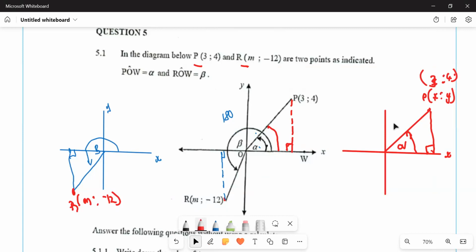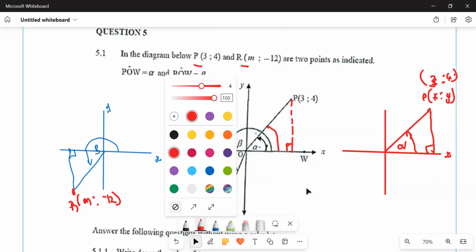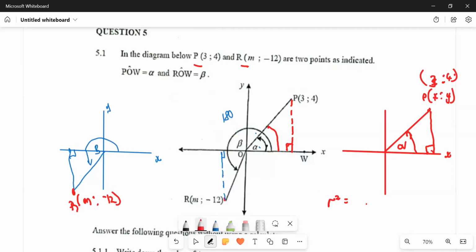On the red one, if we use the theorem of Pythagoras, since it's a right angle triangle, we are looking for r squared, which is going to be given by 4 squared plus 5 squared. So r is going to be equal to the root of... if you square both sides, you have a plus and a minus. It's the root of 25, which is going to be plus minus 5. And then r is going to be plus minus 5.